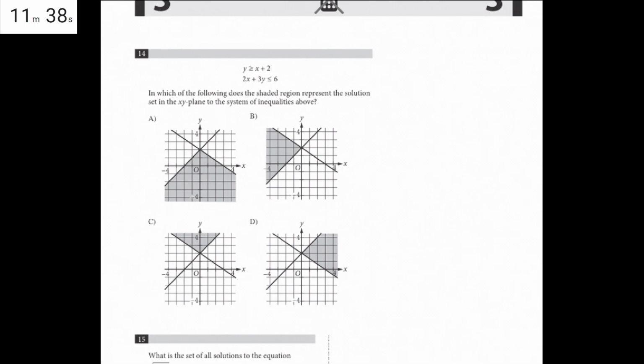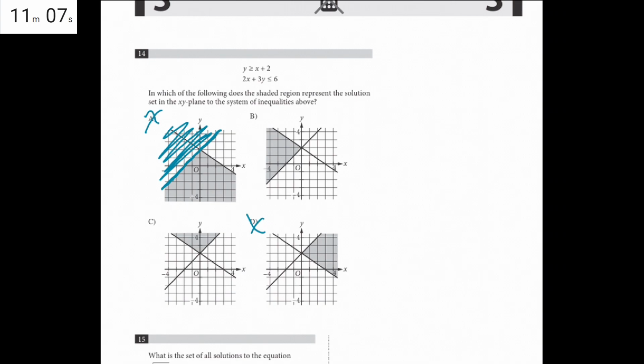In which of the following does the shaded region represent the solution set in the xy plane of the system of inequalities above? So y is greater than or equal to x plus 2. So x plus 2 is right here. And if y is greater than or equal to, it's going to be this shaded region right here. So that's not it. Could be B or C. Let's check the second one.